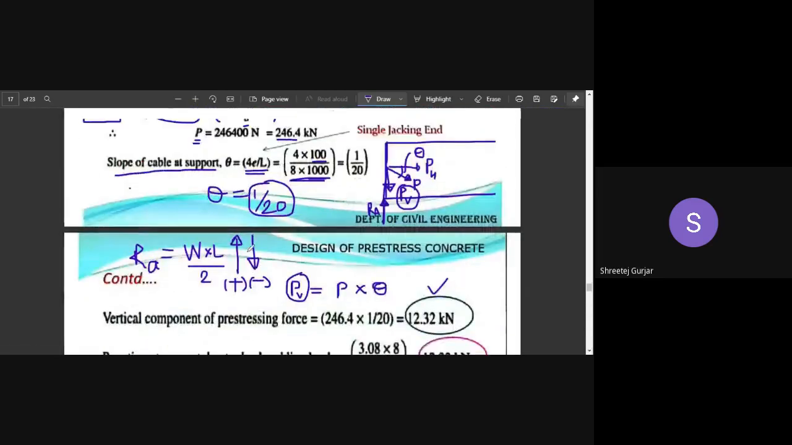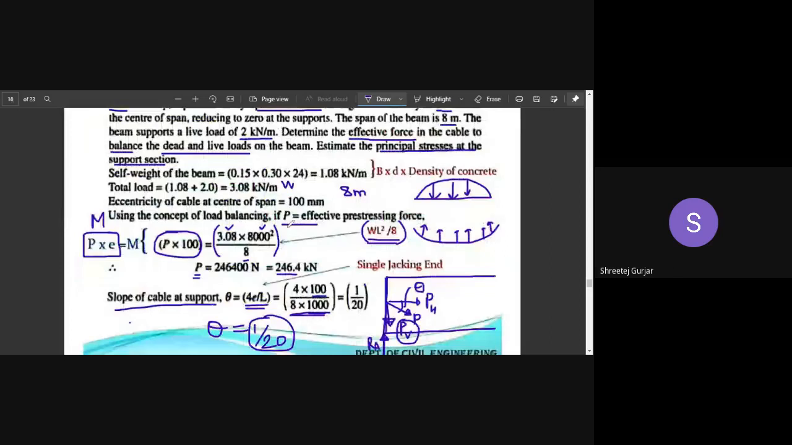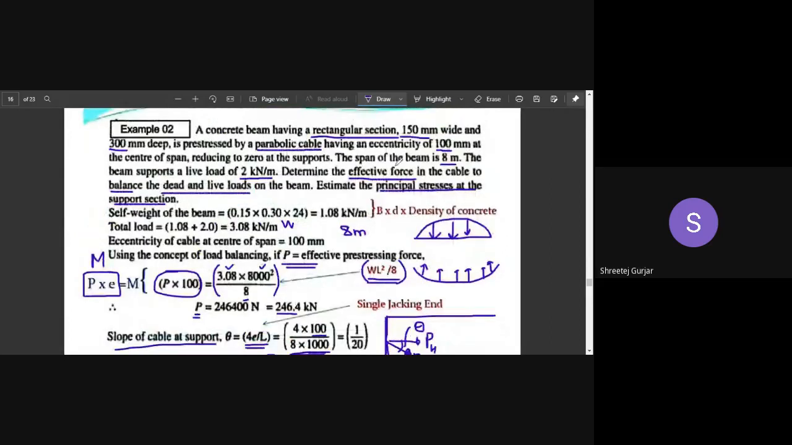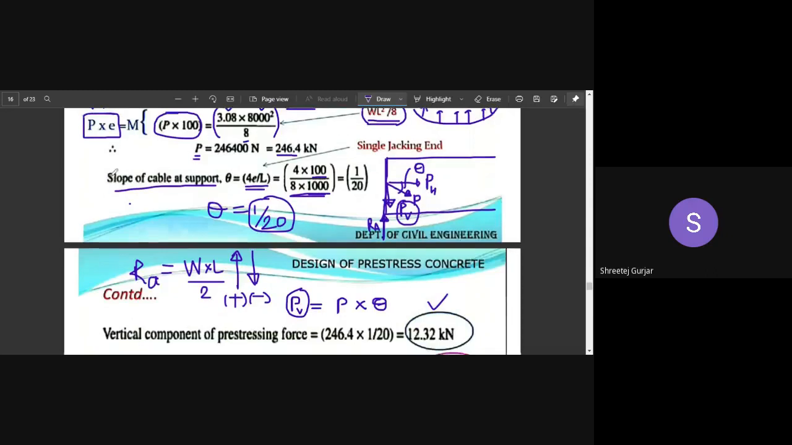We have learned how to calculate the effective pre-stressing force required to balance the dead load and live load. This is the first thing we calculated. Next, we learned how to estimate the principal stresses at the support section. I hope this numerical is clear. If you have any doubts, please let me know, especially if you did not understand the slope calculation.